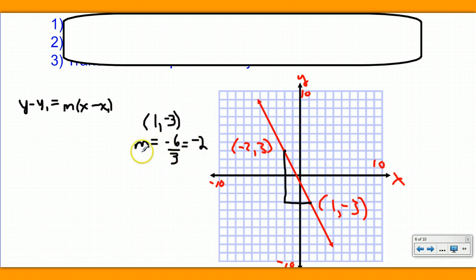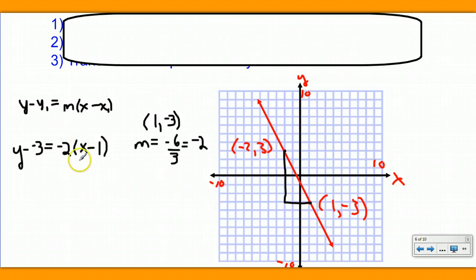Good. So now we're going to take these two critical ingredients, our point and our slope, and substitute them into point-slope form. So let's start. We have y minus, which is y1? -3, right? Y minus -3 equals, m is -2, so -2 times x minus, and our x value is 1. That's right. Okay, so we have now written this equation in point-slope form.